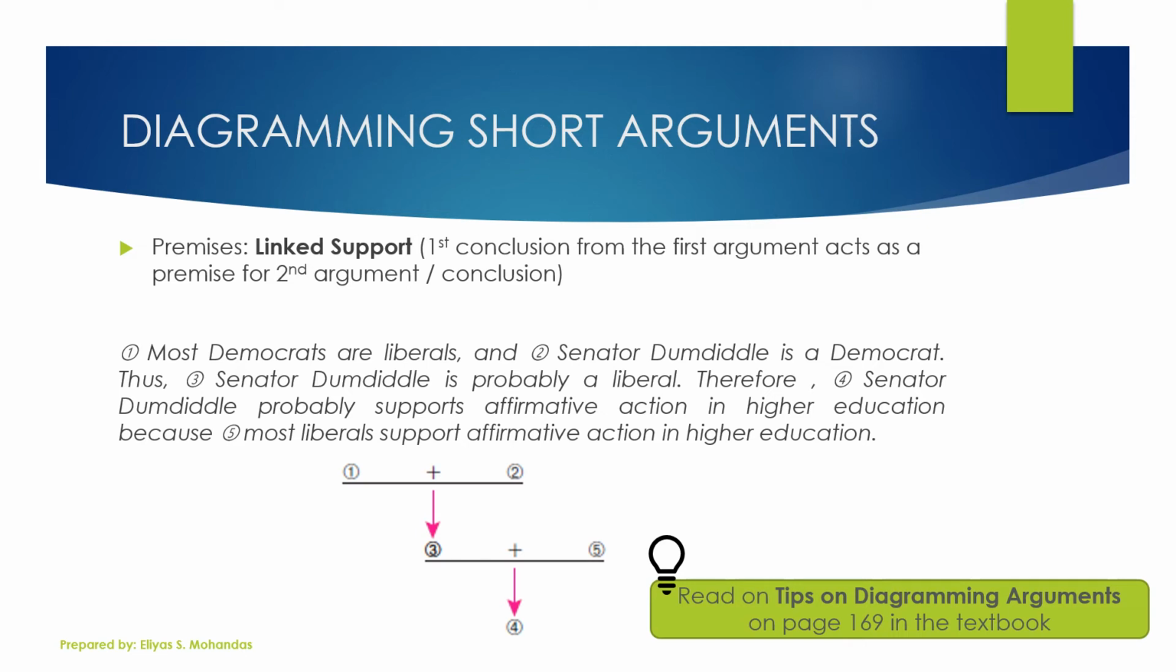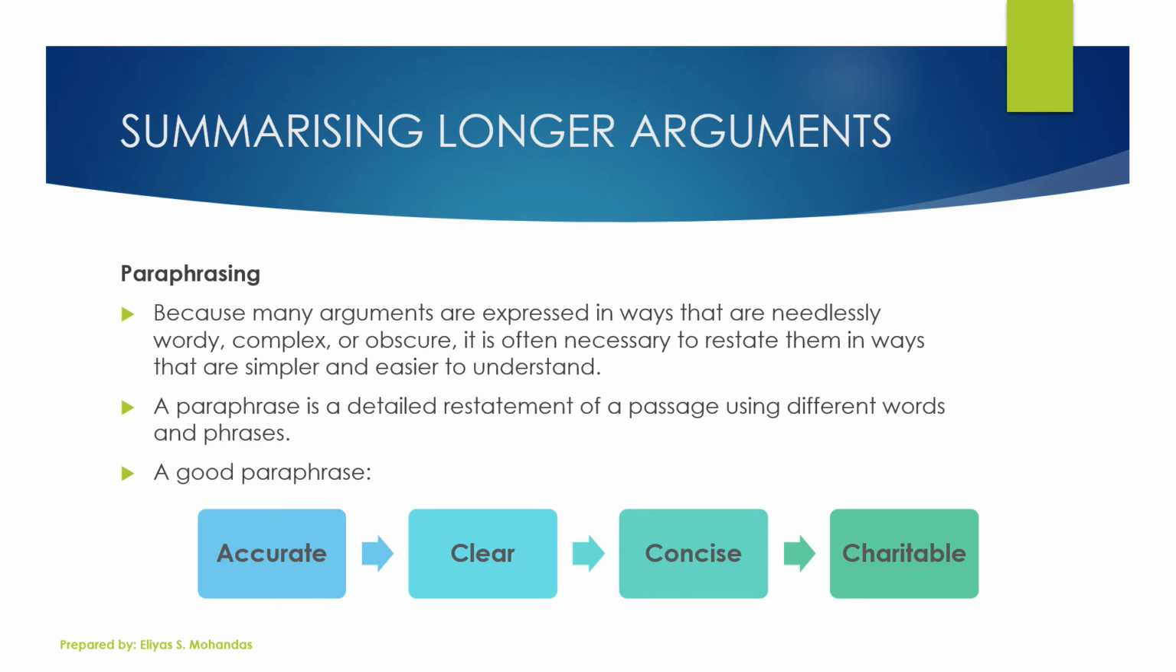Now, I would like you to read on tips on diagramming arguments. There are a few tips mentioned by the author on page 169 in the textbook. It's very important for you to refer to the textbook and read on this. Now let us move on to the longer arguments. So we have covered the first part of this chapter, where we look at the shorter arguments. Now, what if we have longer arguments? So how do we analyze them?